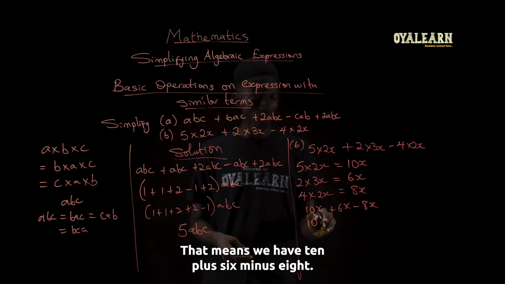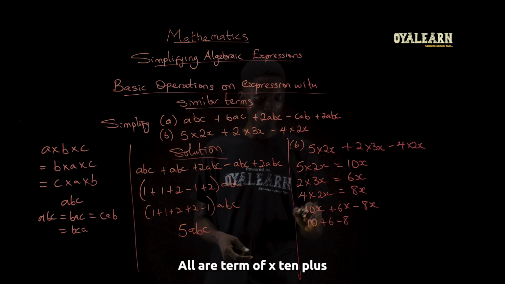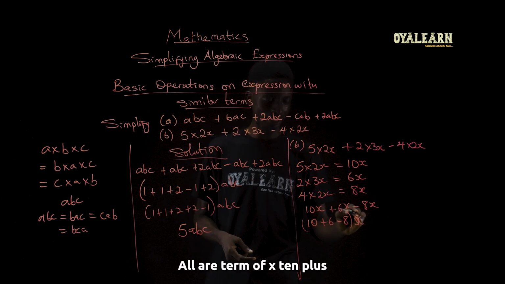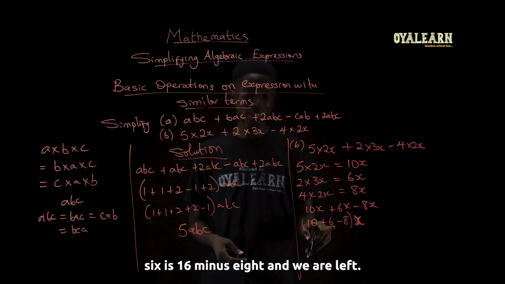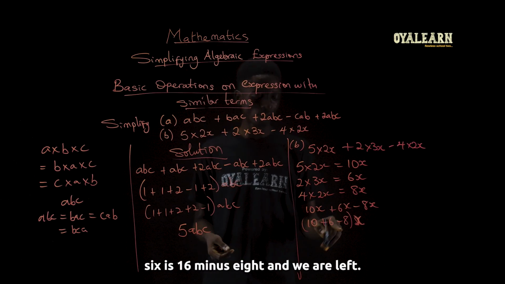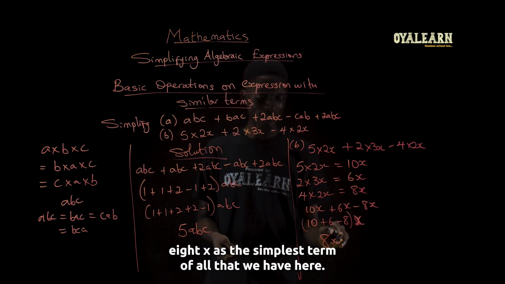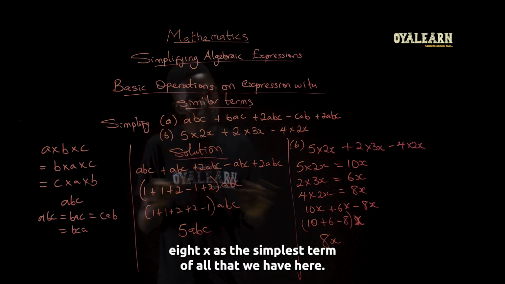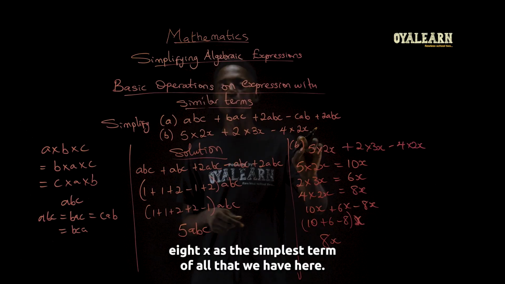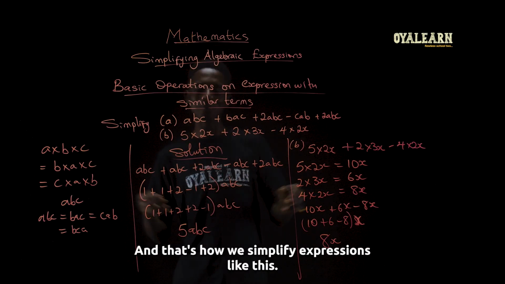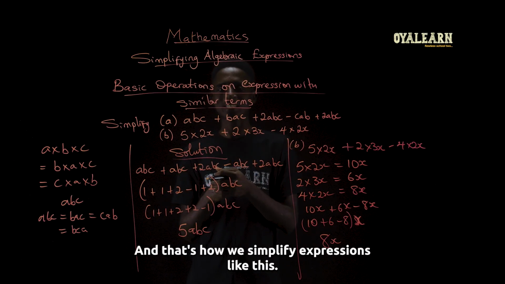That means we have 10 plus 6 minus 8, all as terms of x. 10 plus 6 is 16 minus 8, and we are left with 8x as the simplest term of all that we have here. And that's how we simplify expressions like this.